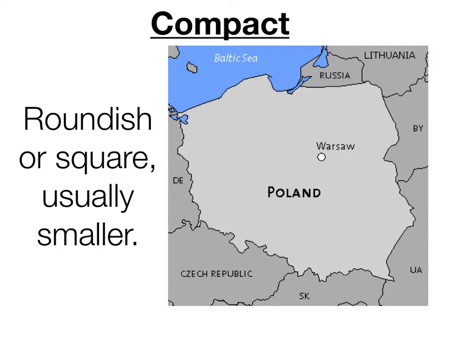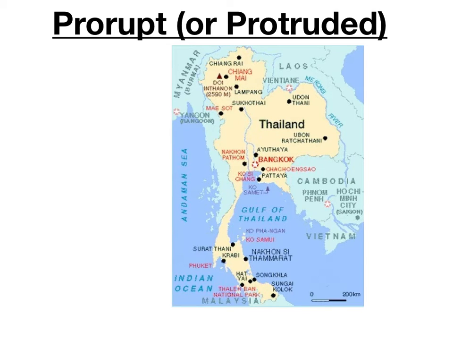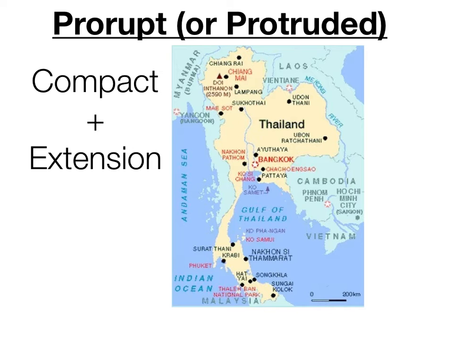The next shape is prorupt or protruded. So here's Thailand, and we can see that this is an example of a prorupt or protruded state. Basically what you have is a compact state plus an extension of the territory. In Thailand, the northern area is sort of the shape of a compact state, but then we can see its southern peninsula is an extension. So that makes this a prorupt or protruded state.